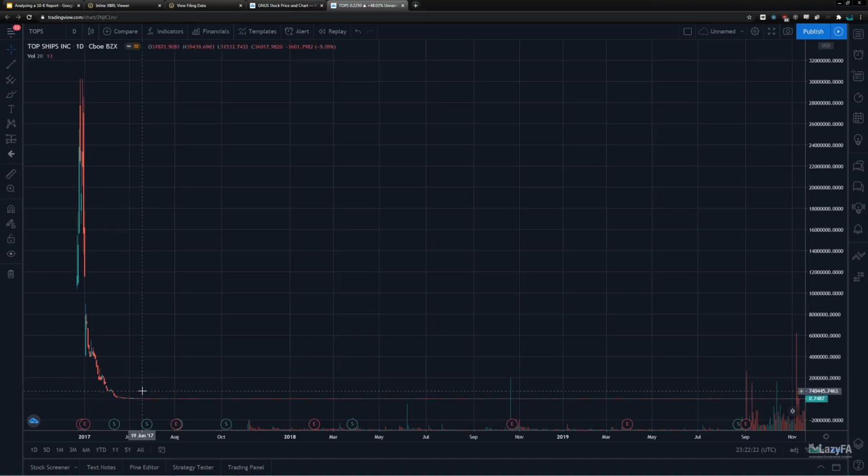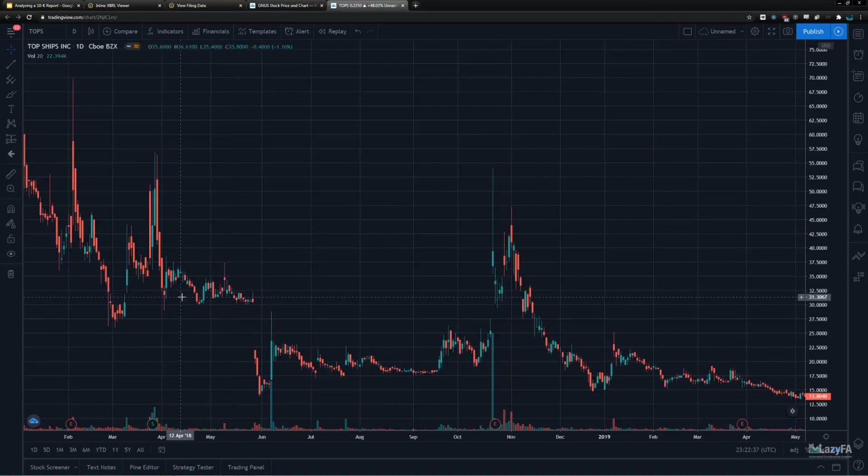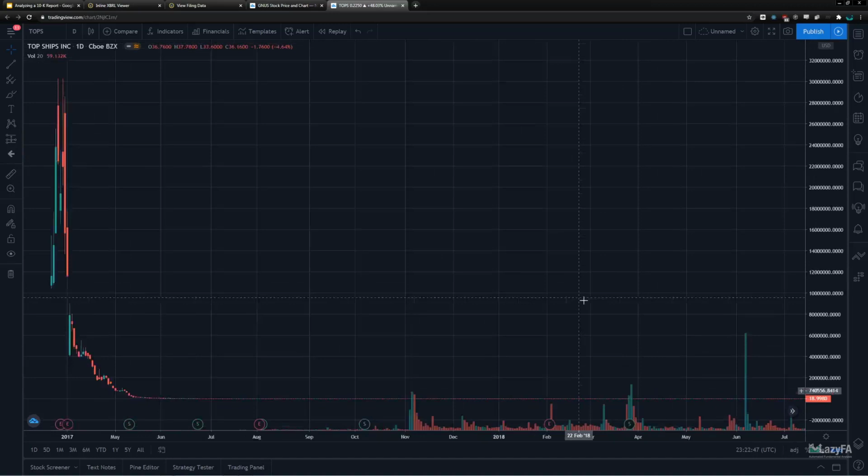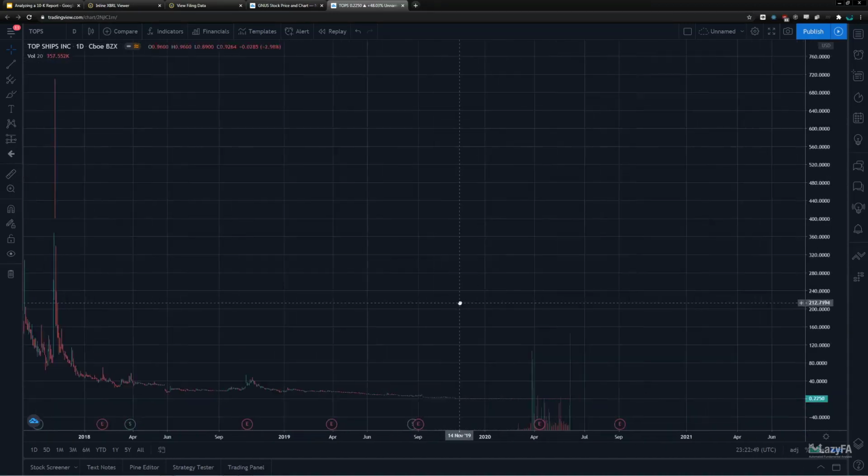They fall out of compliance with the listing requirements, and so they reverse split it back up to $10, and then it goes back down to zero again. And they fall out of compliance with the listing requirements, they reverse split it, it goes back up to $10 or whatever, and then it falls again. So over the course of multiple years, you end up with a chart that looks like it was at one point $3 million a share or $30 million a share, and now it's worth 75 cents.